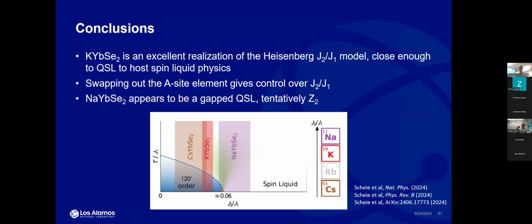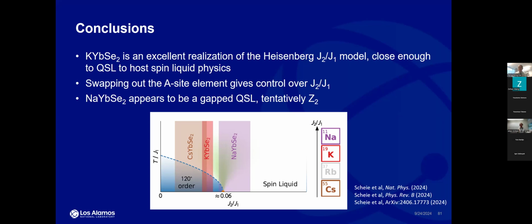We can swap out the A site element and use chemistry to give us control over J2 over J1. And finally, the sodium compound appears to be a gapped quantum spin liquid, with albeit a really tiny gap, but this still allows us to tentatively say that this is a Z2 spin liquid. And I think this is really exciting because the fact that we have a series of compounds that we can investigate that all have a clear trend gives us a lot more confidence in the final results than if we were looking at any one of these compounds in isolation.